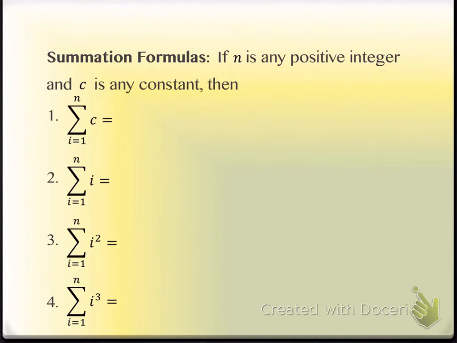So there are four summation formulas that I'm going to show you. The first one says if you take the number c, which is a constant, and you add it together so many times, you guys know what that's going to give you, right?